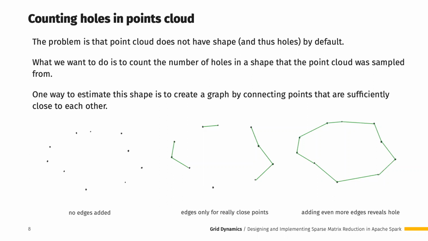So, for example, in the example on the left, there's a point cloud. It looks like it was sampled from a circle, but we do not add any edges yet. In the example in the middle, we add only edges between those points that are really close to each other. And in the last example, we increase the distance threshold, so we connect more points. And this way, we reach a shape that's topologically similar to a circle because it has one hole.